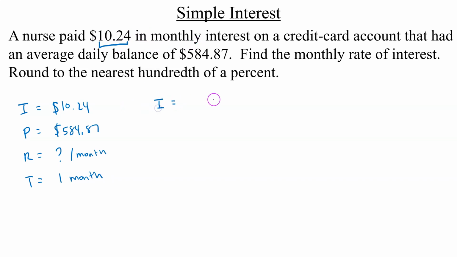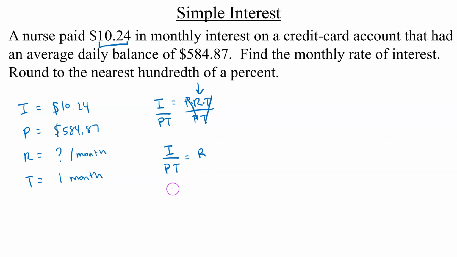Our equation is I equals PRT, but this time we're solving for rate. So we want rate by itself. It's multiplied by principal and time, so we're going to divide it by principal and time. And whatever we do to one side, we have to do to the other. The principal and the time cancel on the right, and I get I over PT equals R.